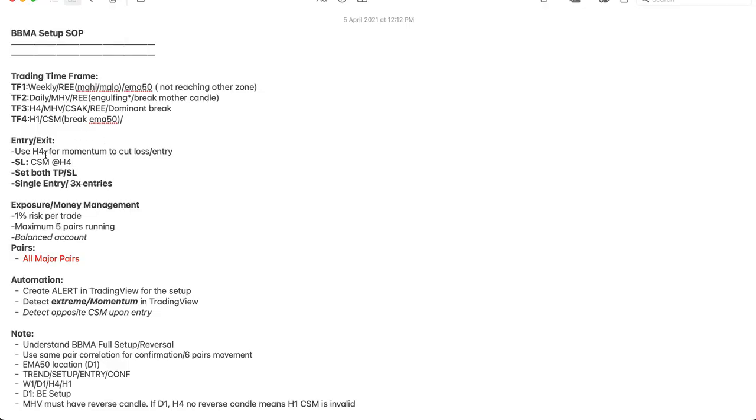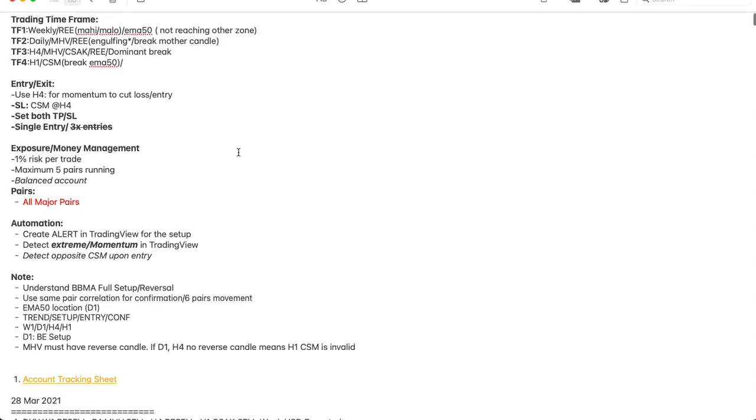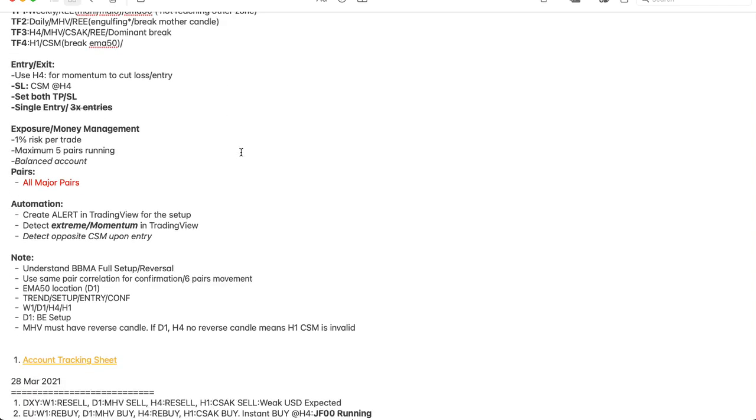We will start by reviewing our BBMA Setup SOP. We trade with 4 time frames: weekly, daily, H4 and H1. Our entry and exit will be in H4. We use 1% of our account per trade, and we use TradingView for our automation using our custom indicator.